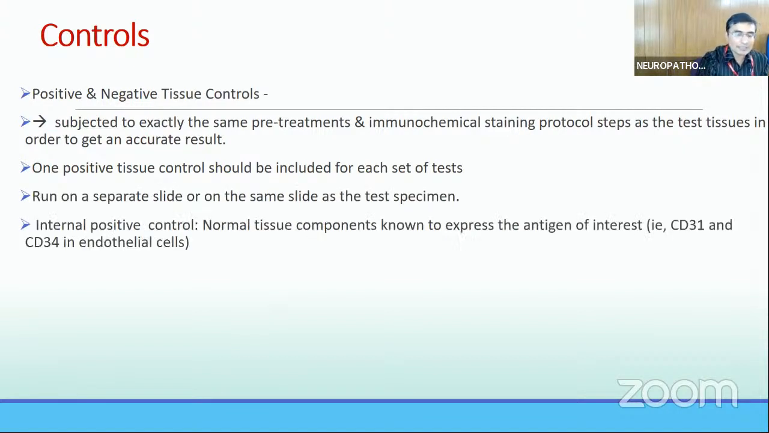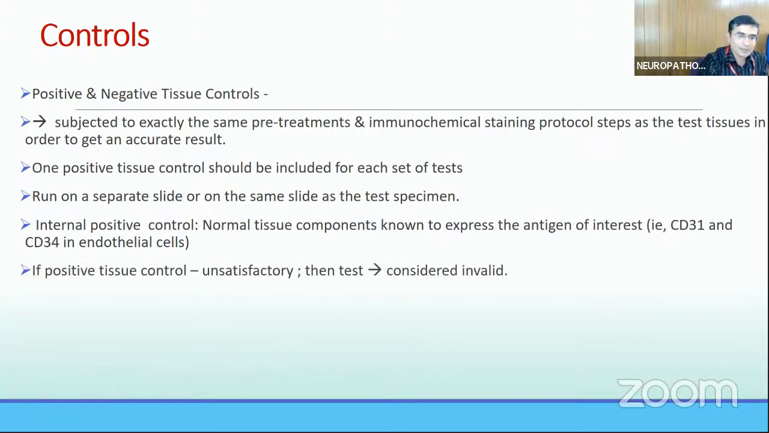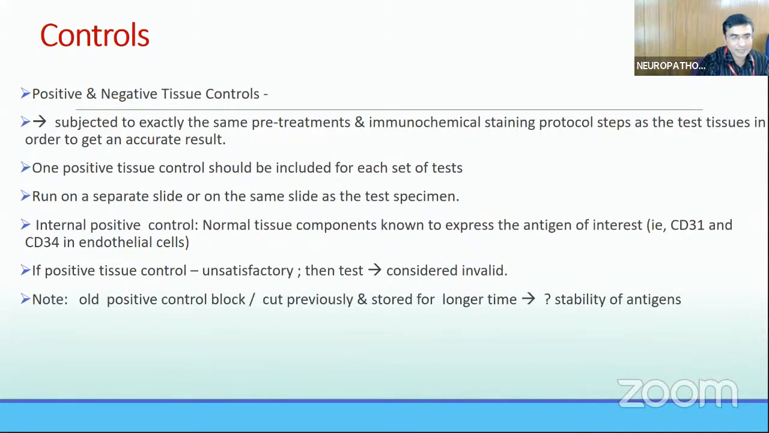But nevertheless, for any kind of antibody you are using, you need to use one positive control for that. And what about internal positive control? Sometimes you don't have to depend on external positive control, internal positive control will be there, but still it's always better to choose a tumor or a known case which is positive and not depend on normal tissue, because there will be some difference between the way a normal tissue reacts and a tumor. As I mentioned, positive tissue control is very essential. If it is not satisfactory, then it will be invalid.